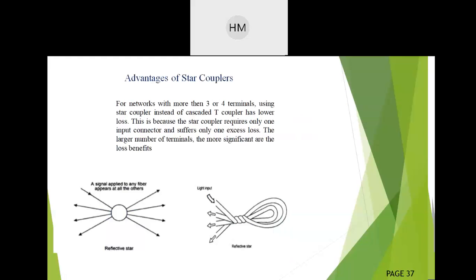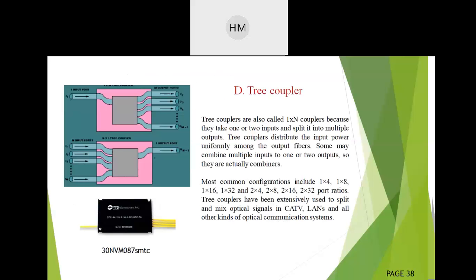Advantages of the star coupler. For networks with more than 3 or 4 terminals, using a star coupler instead of a cascaded T coupler has lower loss. We have seen the T coupler, and we can cascade T also. This is because a star coupler requires only one input connector and suffers only one excess loss. In cascade, we have to connect many connectors, so every connector will add some loss. So star couplers are much better.